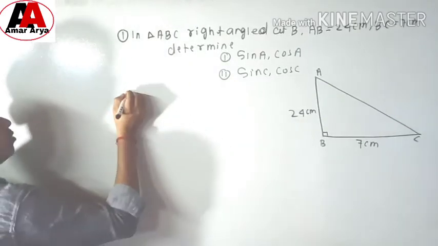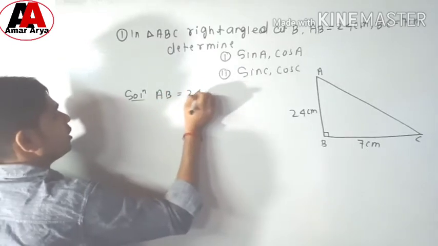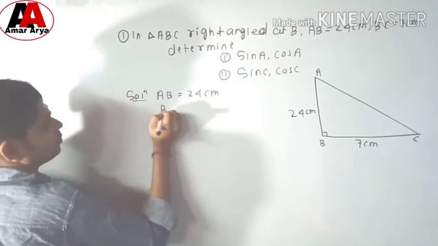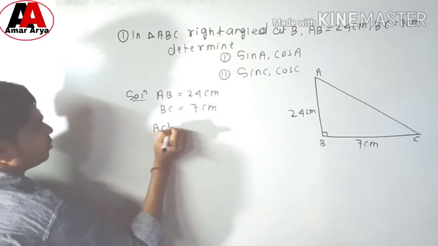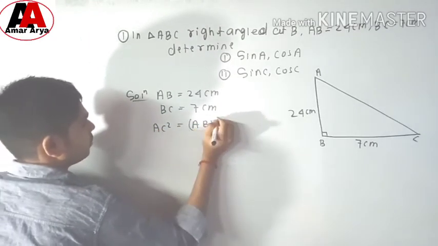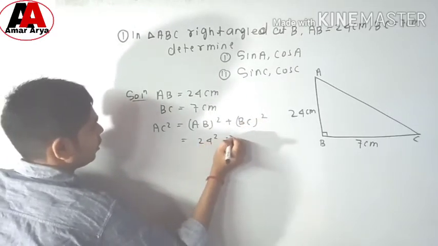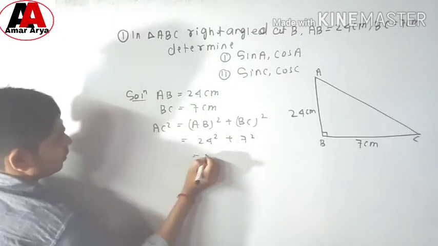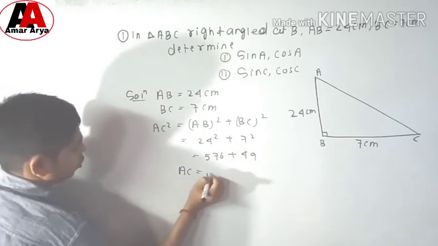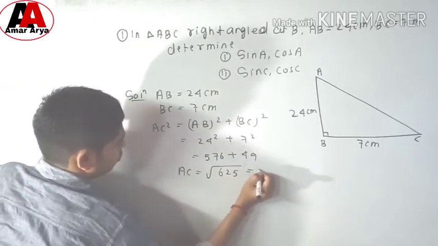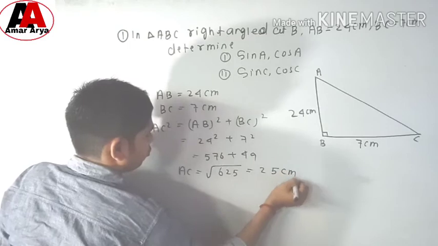So please apply the formula. You can write here AB equals 24 centimeter and BC equals 7 centimeter. So AC square equals AB square plus BC square. We write the values, 24 square plus 7 square, so 576 plus 49. So AC equals root under 625, which is 25. So this is the 25 centimeter length of AC.